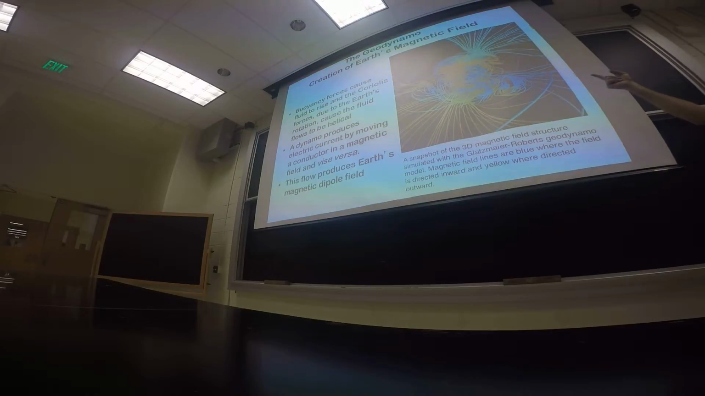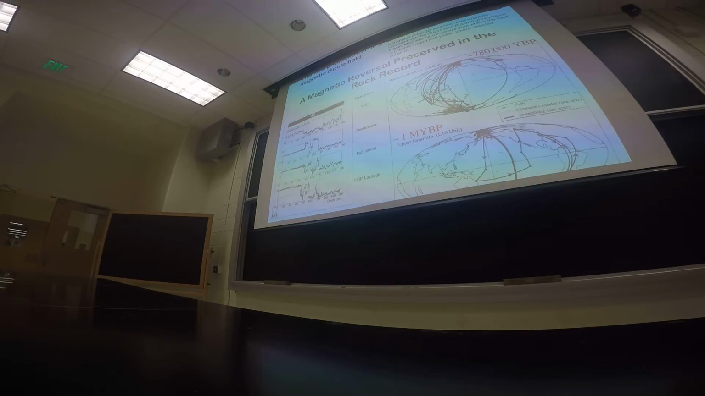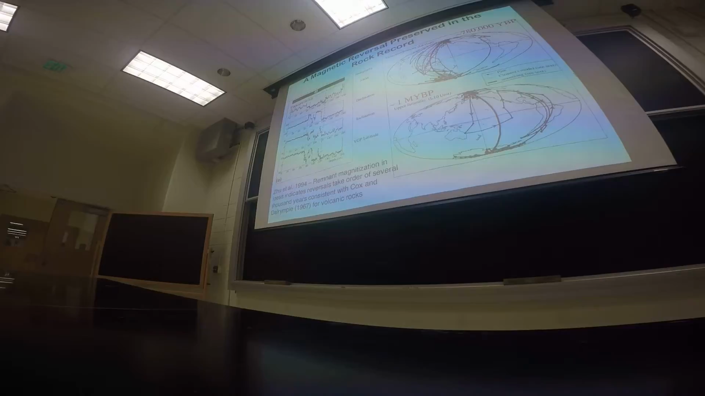If we have a circulating electric field, we know that there is a magnetic field associated with the curl of the electric field. And that's from your probably Physics 102 or something like that. So the flow creates the magnetic dipole field. Now, we know that magnetic fields have changed over time.